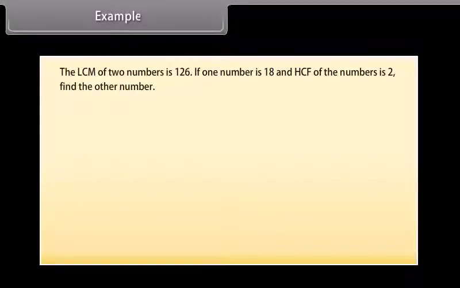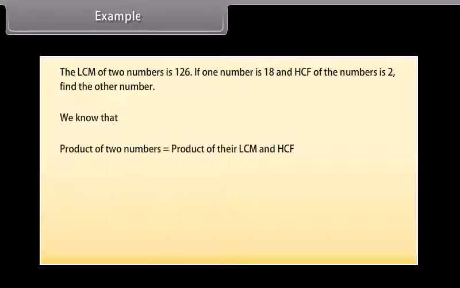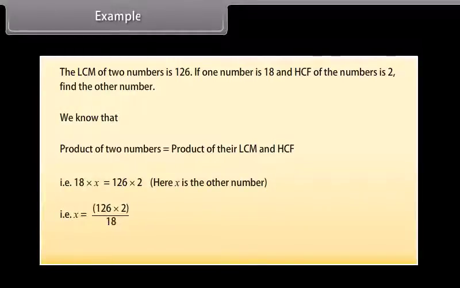Example: the LCM of two numbers is 126. If one number is 18 and the HCF of the numbers is 2, find the other number. We know that the product of two numbers is equal to the product of the LCM and HCF. That is, 18 into x is equal to 126 into 2. Here, x is the other number. That is, x is equal to 126 into 2 upon 18. That is, x is equal to 14.